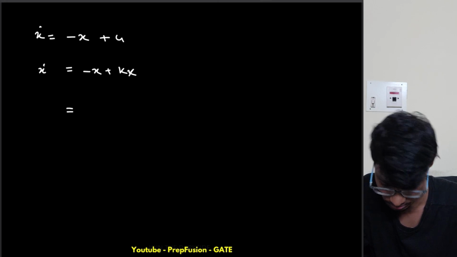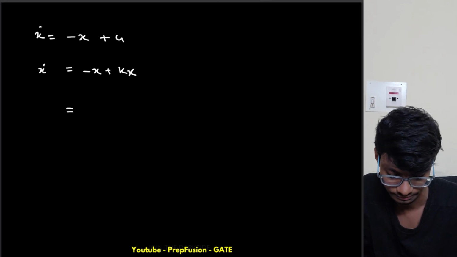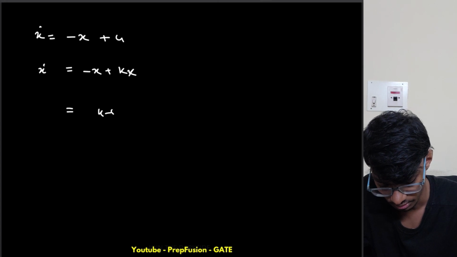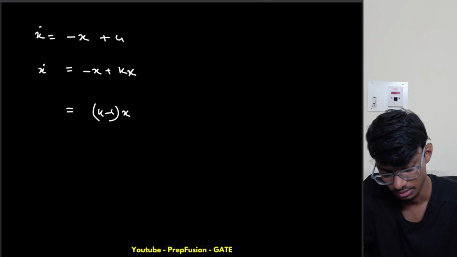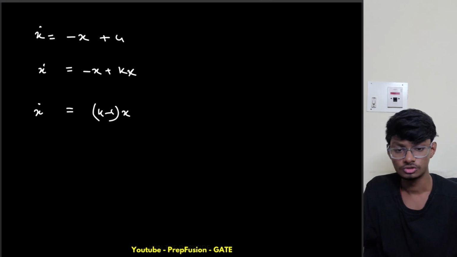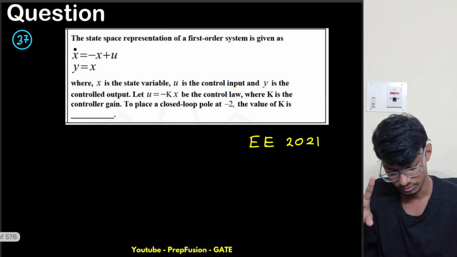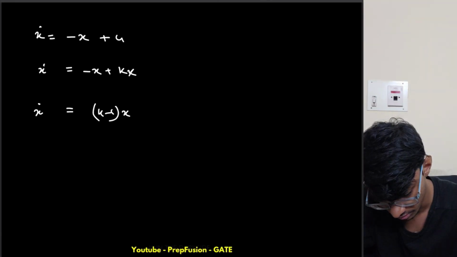So this becomes (k minus 1) into x, okay? So this is my x dot. So my eigenvalues, right? One more thing, this was minus kx actually, sorry.